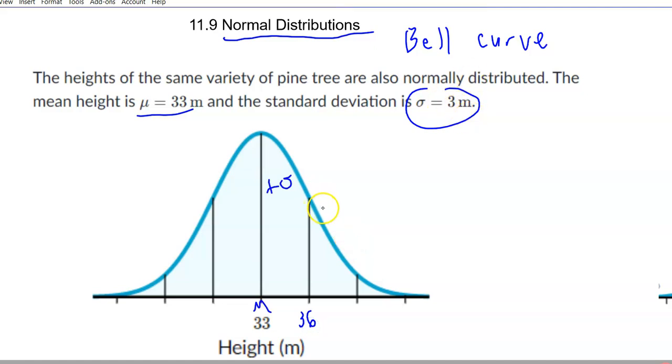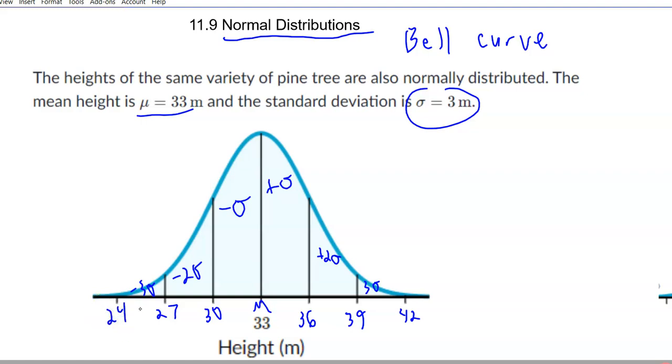And I'm going to keep going to the right. So this is going to be plus 2 standard deviations. So that's 1 to the right, that's plus 3, another plus 3, so that's going to be 39. And then this would be plus 3 standard deviations. So if you get all the way out to here, that's going to be 42, I think. We're going to do the same thing in the other direction, but we're going to subtract. So if I subtract 1 standard deviation, that's 33 minus 3 is 30. Subtract 2 standard deviations, minus 3, that's 27. And minus 3 standard deviations, and that's going to be 24.